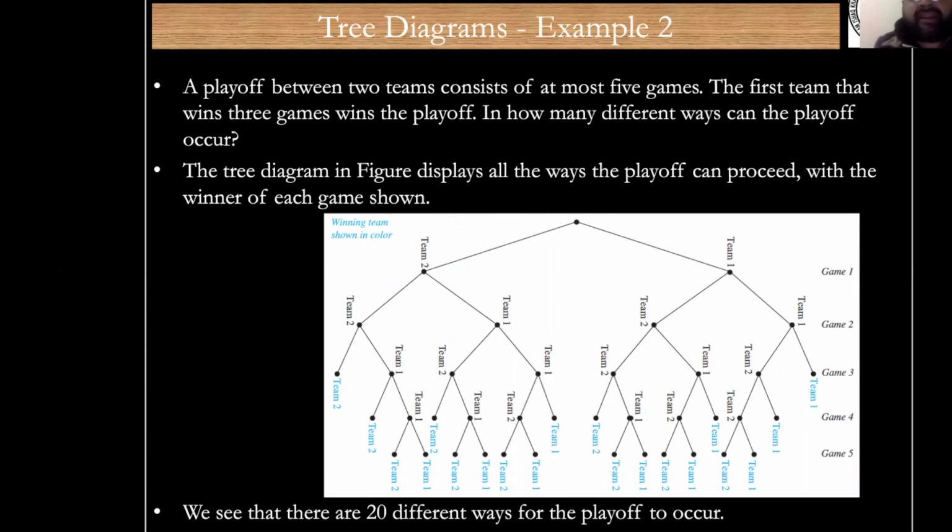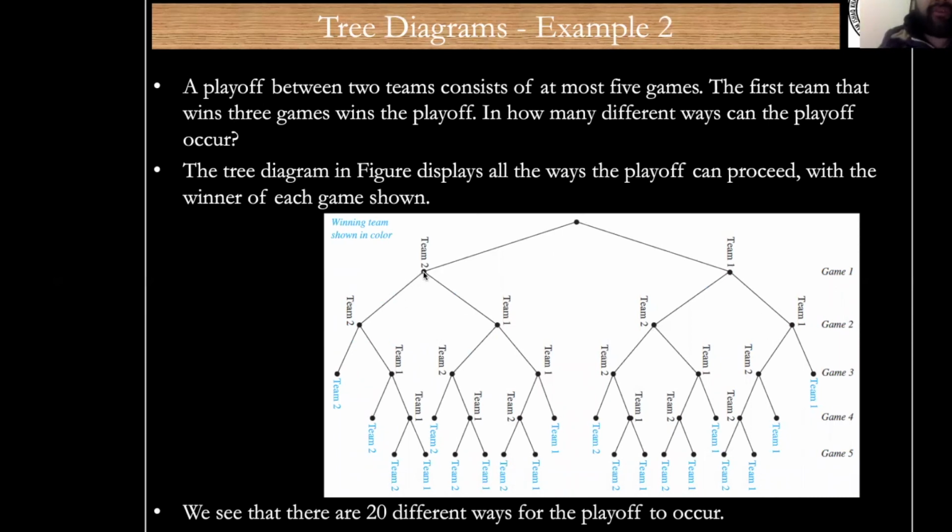Let's say two teams are playing a best of 5 series, and the first team that wins 3 games wins the playoff. So you can stop right there. In this case, the tree diagram looks something like this. We start at the root. In game one, either team two or team one can win.